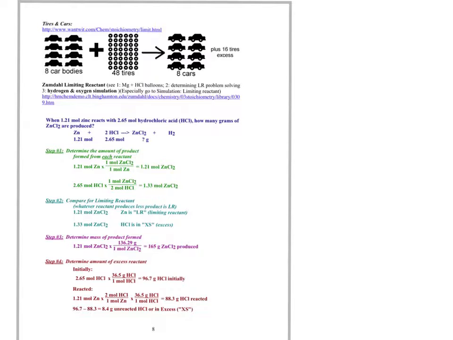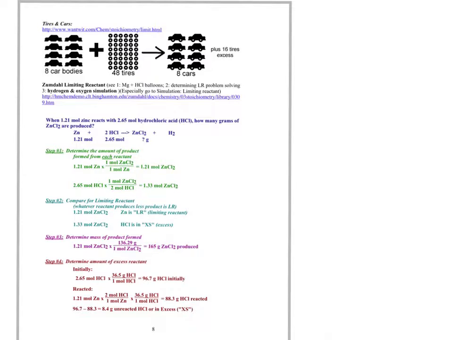Well, if we go to step 2, the reactant that made the least product is the limiting reactant. And you can see that 1.21 is less than 1.33, and 1.21 was the result of the zinc. So the zinc is the limiting reactant, the HCl is in excess. And so then we use the zinc, and from that point on, we use only the zinc in the stoichiometry part of the problem. And we already know how many moles of zinc chloride we make with our limiting reactant, and we find out how much zinc chloride is produced.